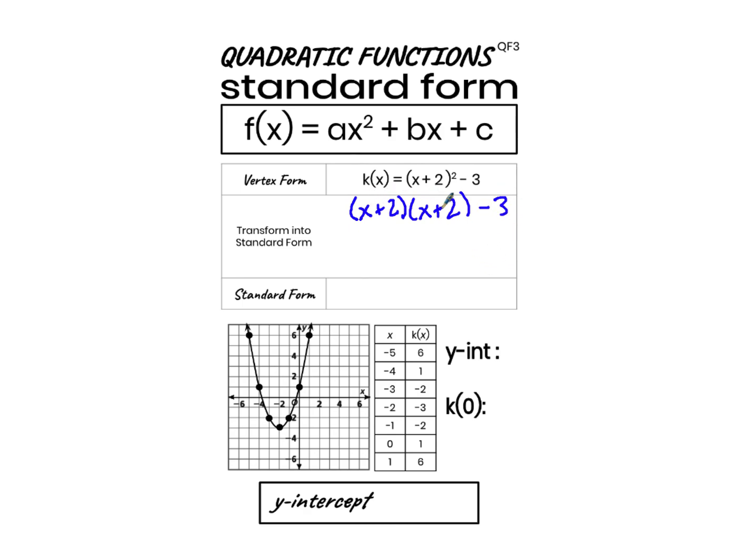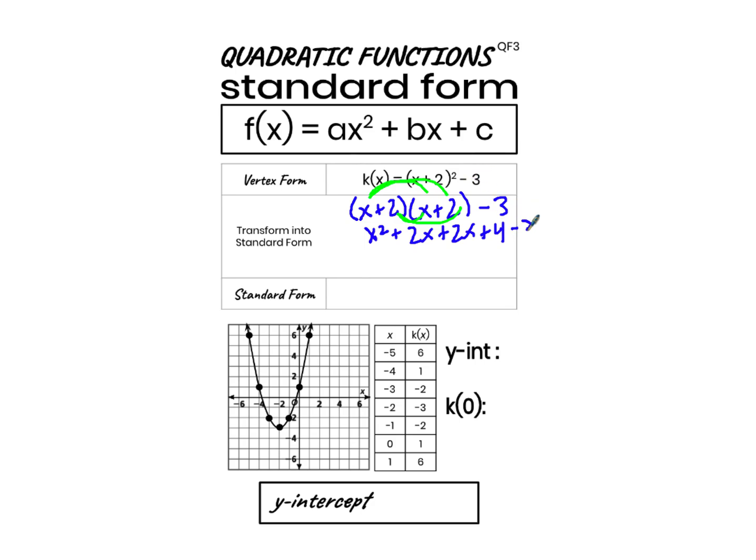So multiplying x plus 2 times x plus 2, we could use the box or we can use the distributive property. I'm going to go ahead and just distribute. x times x gives me x squared. x times 2 gives me 2x. And then 2 times x plus 2 times 2. So 2 times x is 2x, and then 2 times 2 is 4. So x plus 2 squared becomes x squared plus 2x plus 2x plus 4.